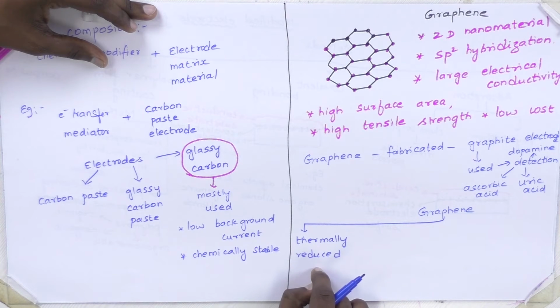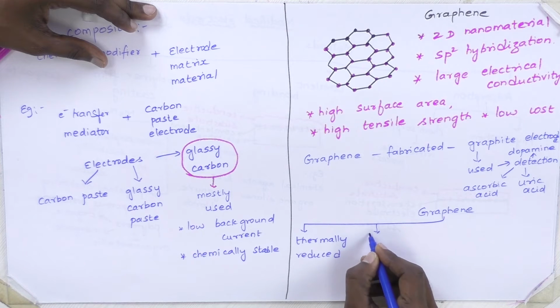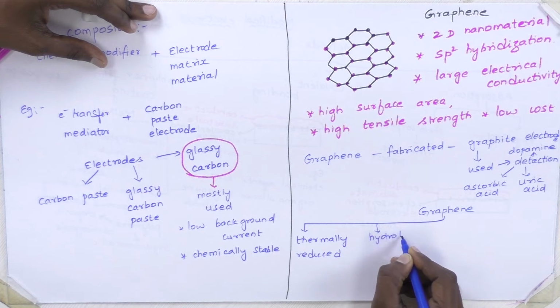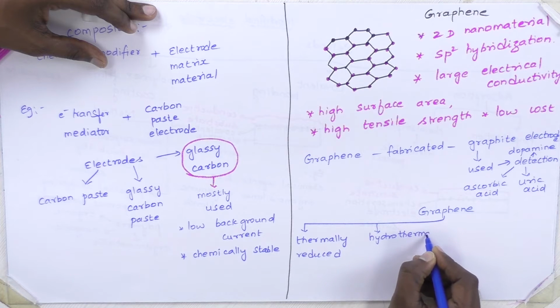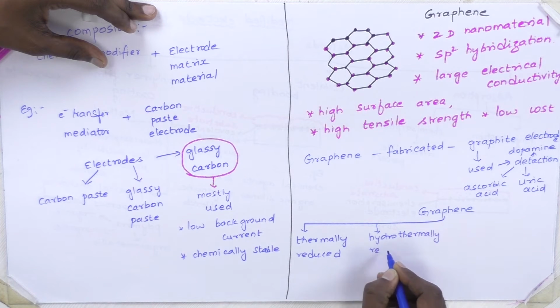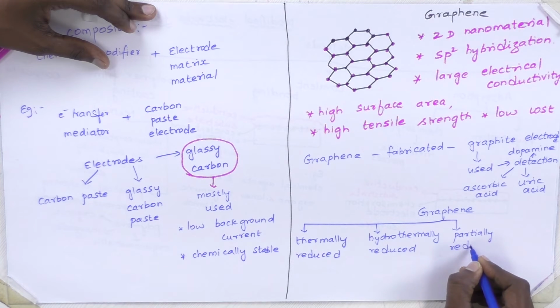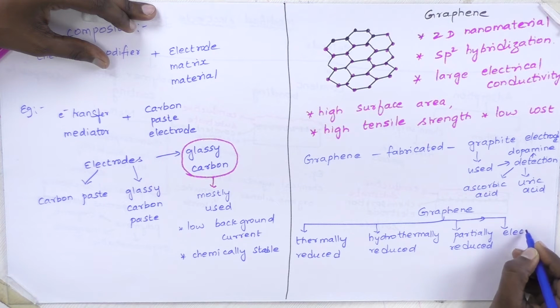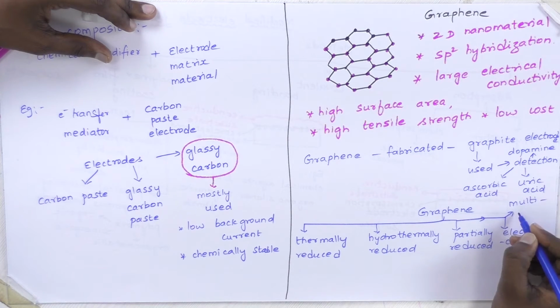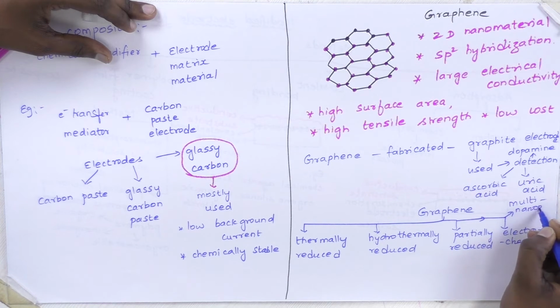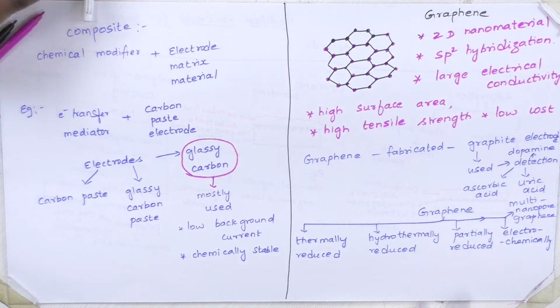One of them is thermally reduced, hydrothermally reduced, partially reduced, electrochemically reduced. Multi-nanopore graphenes are also prepared by reduction. These are the number of ways that a graphene can be reduced.